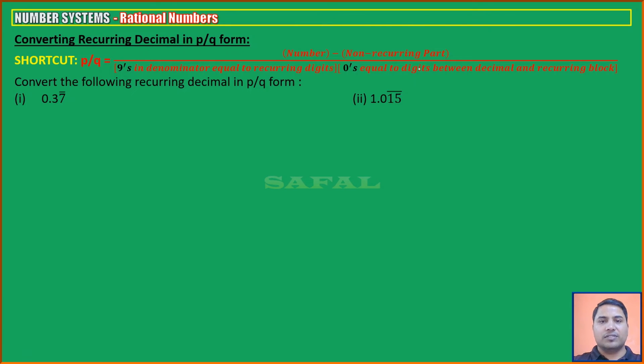Let us apply this. Now what I am telling is p by q. Now this number we have just seen. So I am writing p by q. Now the number as it is, which means you have to forget the decimal and the bar.